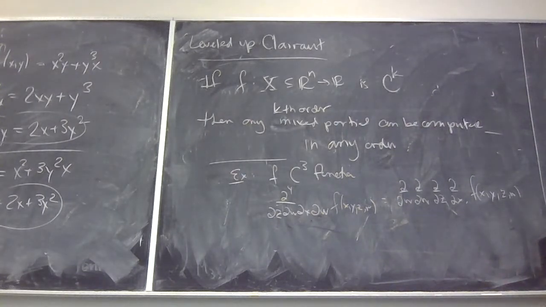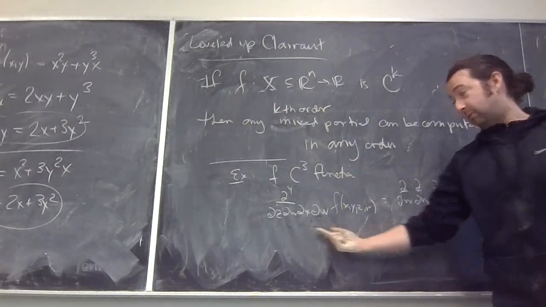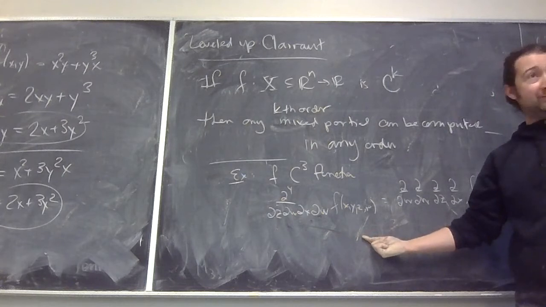Like, for example, if you had some giant pile of symbols and one of them was a d by dy, but the function had no y's in it, you probably want to do that one first.